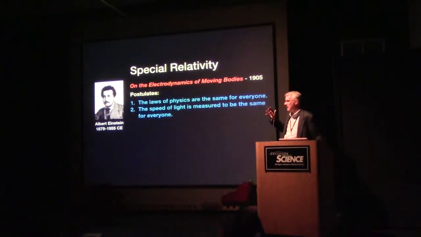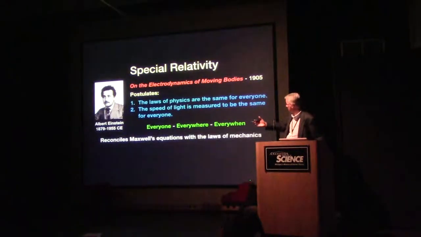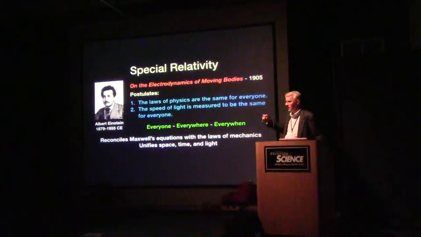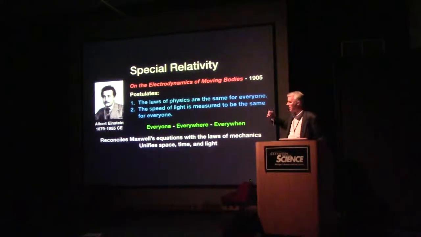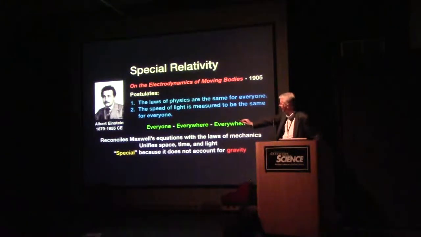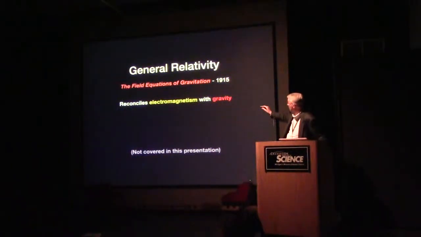So he's tied electromagnetism together with the speed of light and the laws of mechanics, but not gravity, right? So doing gravity requires also general relativity. I don't really get into general relativity. Depending on how much time is left over, I can talk just a little bit about some tweaks to this based on general relativity. But I'm trying to keep this simple. So it's special because it does not account for gravity. Okay, so general relativity, these are the field equations, does finally reconcile gravity.